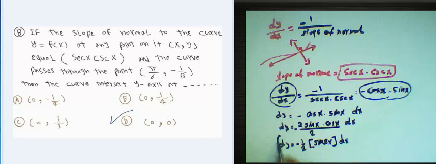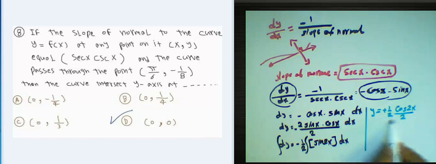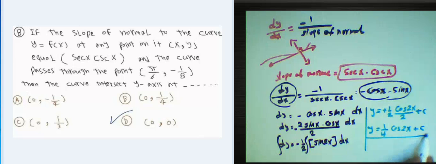dx. And then we write the integration on the left-hand side and the right-hand side. The integration of dy will be y, and write negative half outside. The integration of sine 2x will be what? It will be negative cosine, and negative times negative is positive, cosine 2x divided by 2. 2 times 2 equals 4. Okay, then y equals 1 over 4 cosine 2x plus a constant, and then we must find the constant.